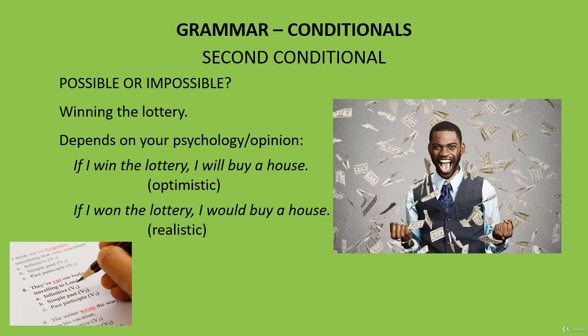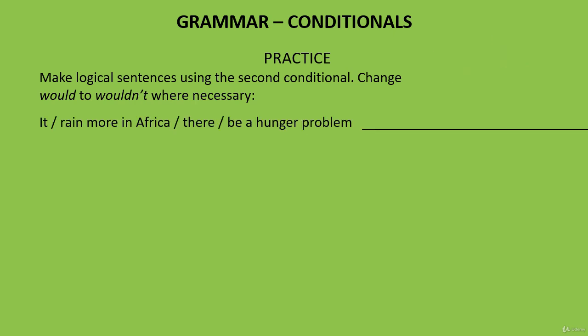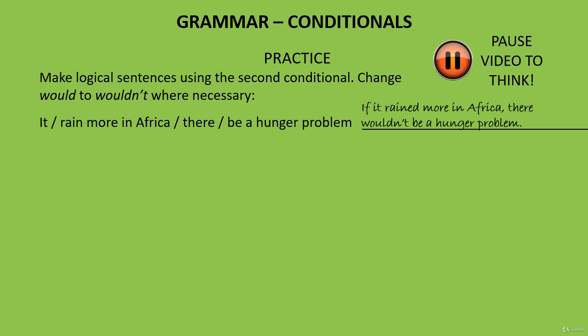Let's do some practice. Make logical sentences using the second conditional. Change would to wouldn't where necessary. If it rained more in Africa, there wouldn't be a hunger problem. The fact is, there isn't enough rain in Africa, and there is a hunger problem.